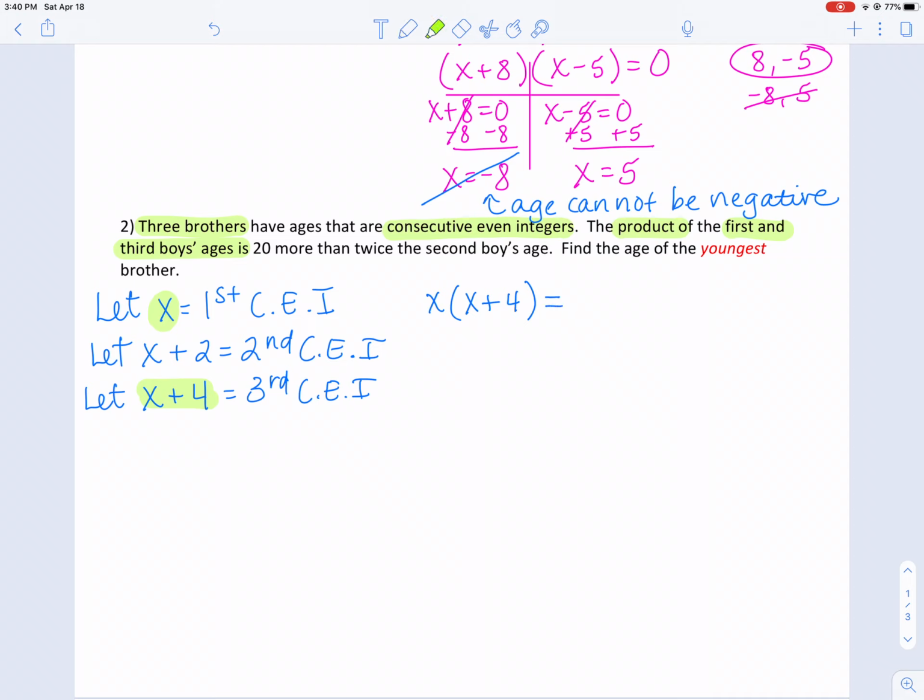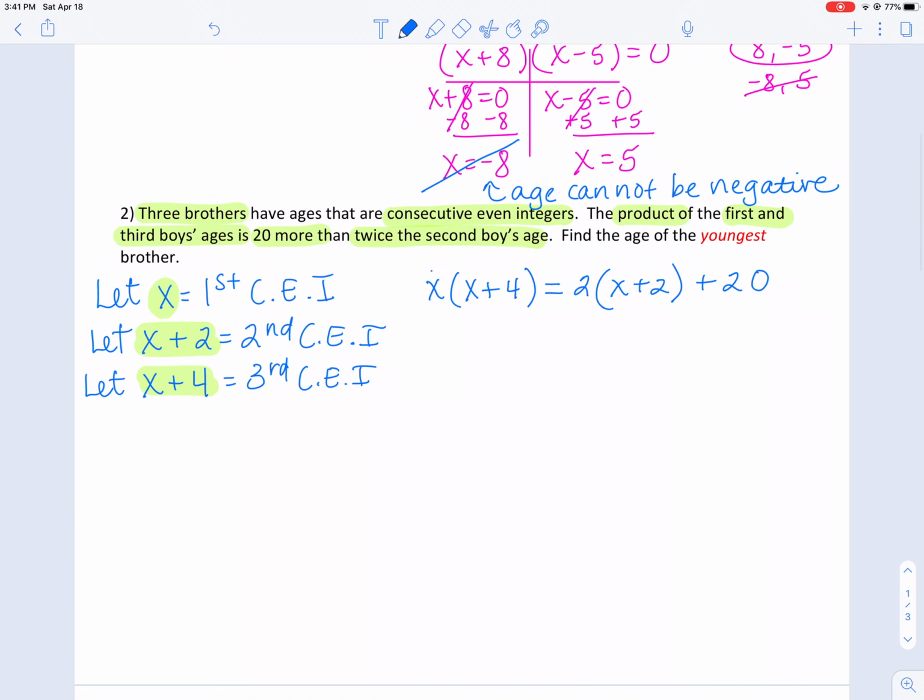Okay, now it says 20 more than twice the second boy's age. Here's the second boy's age. How do I show twice the second boy's age? Multiply it by 2. 2 times the second boy's age, and I'm going to put the plus 20 after it. Now, you could have done 20 plus 2 times x plus 2, because addition is commutative, but I just like to put that distributive property in the front. It won't matter. You should still get the same answer.